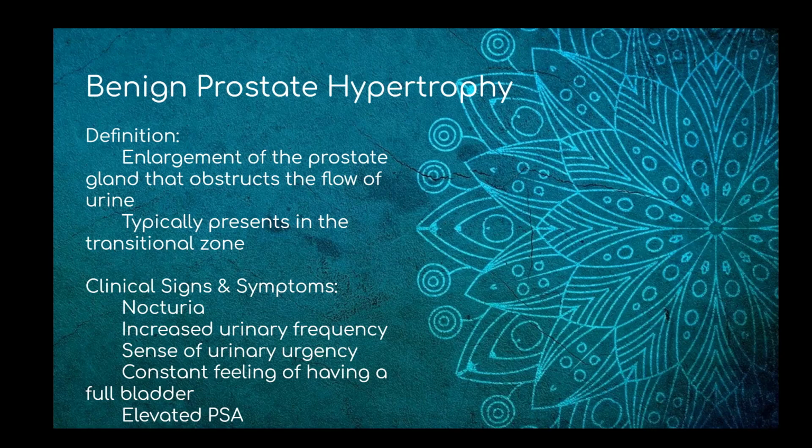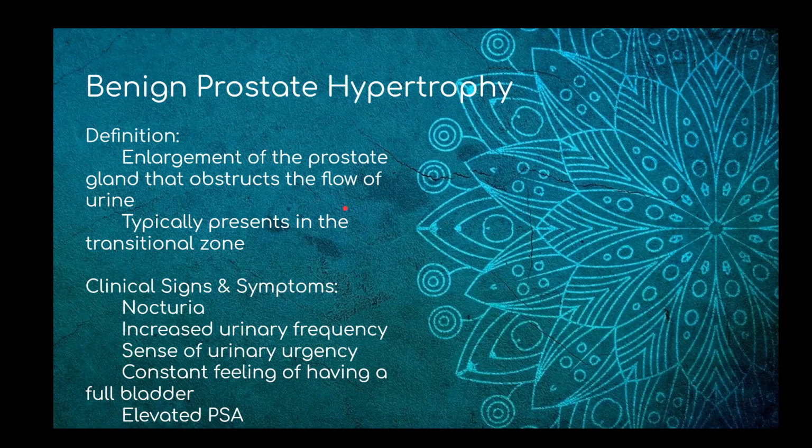Benign prostate hypertrophy is probably one of those more common incidental things that you will see, especially while you're doing renal and bladder ultrasounds. Benign prostate hypertrophy means that the prostate is enlarged. And if you remember, it was that transitional zone that typically likes to enlarge during the BPH.